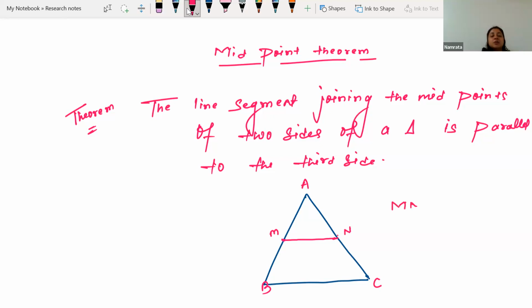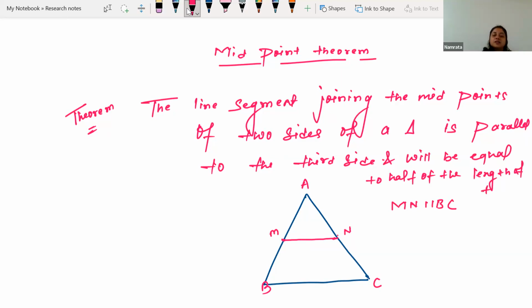This line MN will be parallel to BC, and there is one more condition, and it will be equal to half of the length of the third side. So when we are joining two midpoints, the line segment we get will be parallel to the third side, and MN will be equal to half of the length of the third side. Okay. Now the same, if you want to take another triangle, let's take it.